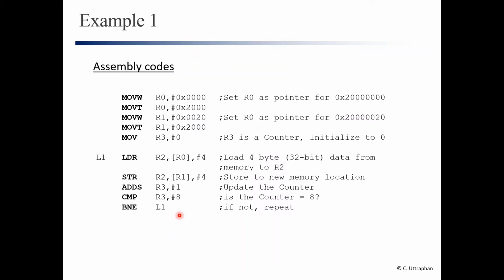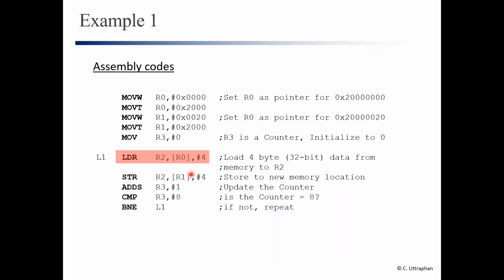Here is the assembly program for example 1. The first 4 lines are to set the pointers, where we move hex 20000 and hex 20020 to R0 and R1, respectively. Then we clear the counter. After that, we move the data from the memory address pointed by R0, into R2 using the LDR instruction because the data is moved from memory to CPU register. We use post-indexed addressing mode here, where the offset is 4, meaning 1 word.